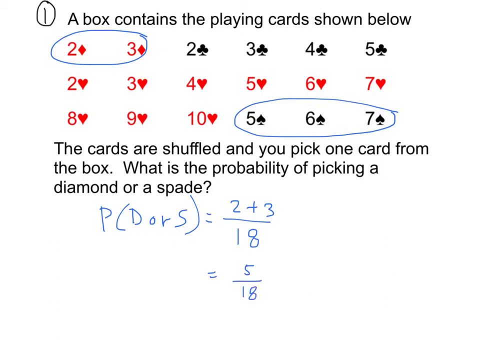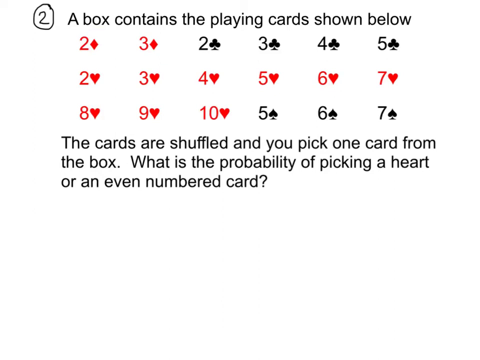Okay? But I'm going to warn you, don't always assume it's going to be that simple when we have the word "or." We can do some addition, but you got to be careful. All right, so let's look at this one and let's be careful, right? We've got the same box of 18 cards. Let's say we shuffled up and we pick one card from the box. This time, what's the probability of picking a heart or an even numbered card? So what's the probability of getting a heart or an even?